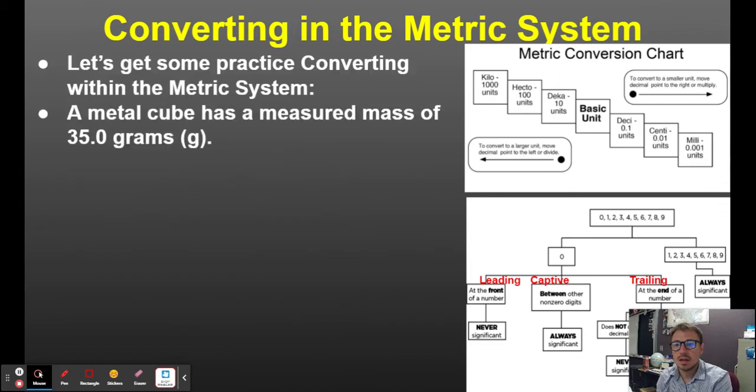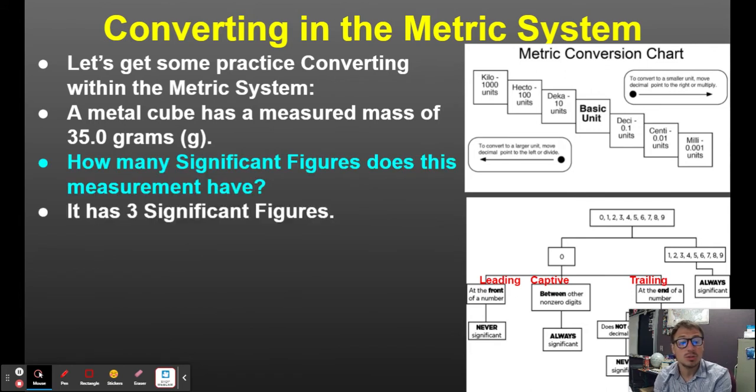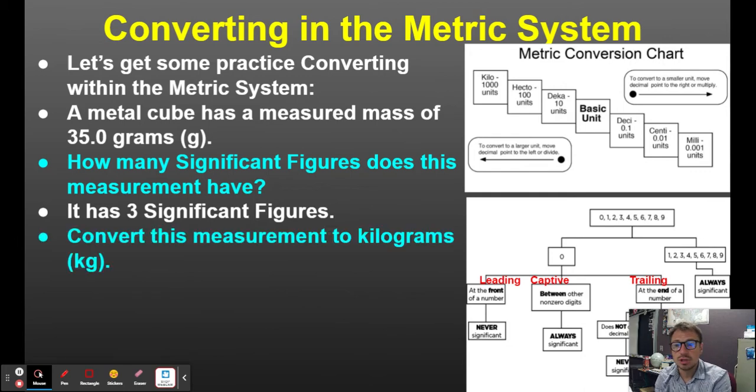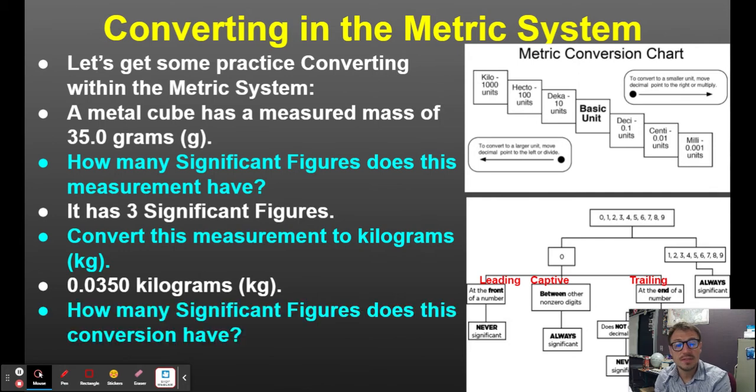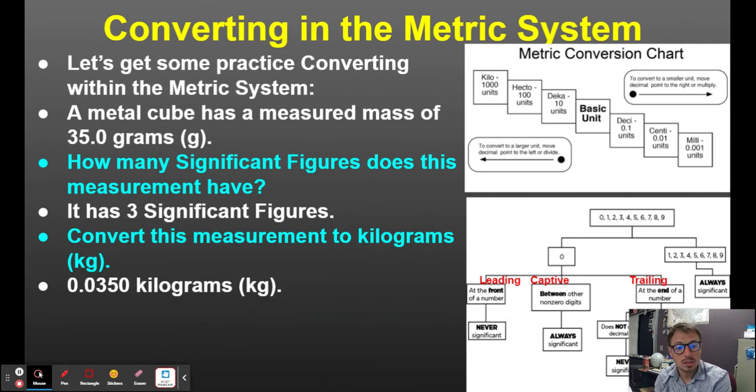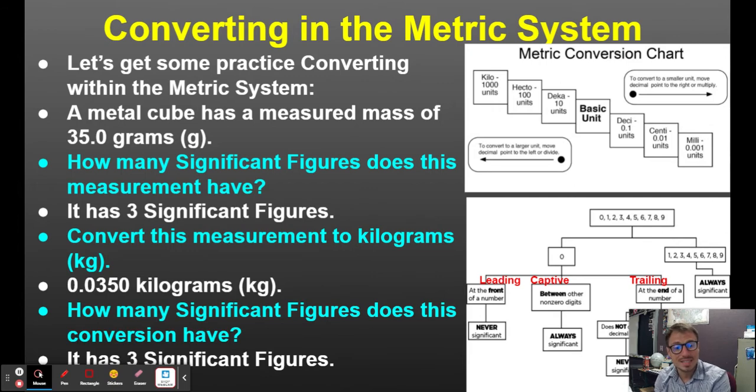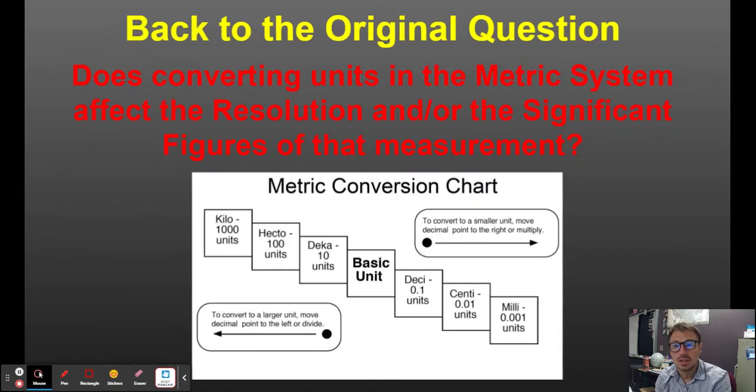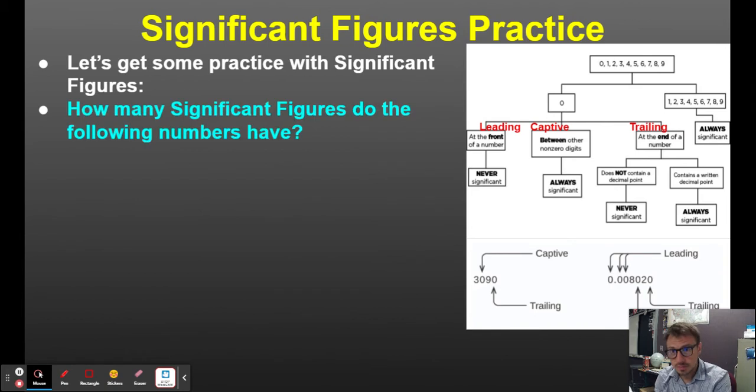Now let's look at something measured in mass. 35.0 grams has three significant figures. That zero is accurate. Whatever was used to measure it had the resolution to measure that. If it's converted to kilograms, notice it's 0.0350. That zero doesn't go away. That zero is accurate. It still has three significant figures based on the rules of significant figures. So the question is, does converting units in the metric system affect the resolution and/or significant figures of that measurement? No, it doesn't. It's just a different way to describe that measurement. It doesn't get any more or less accurate when you convert.